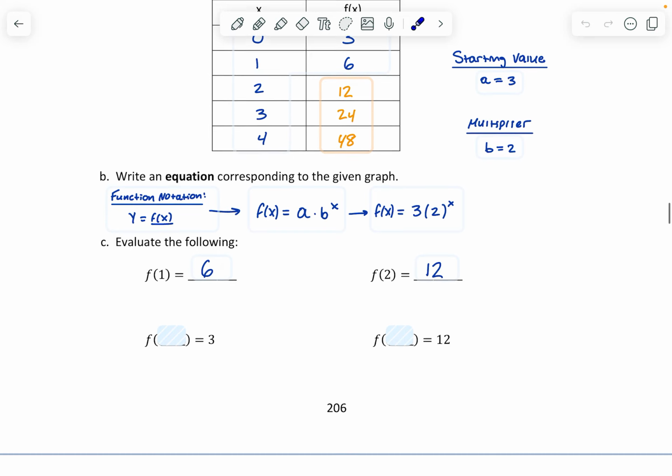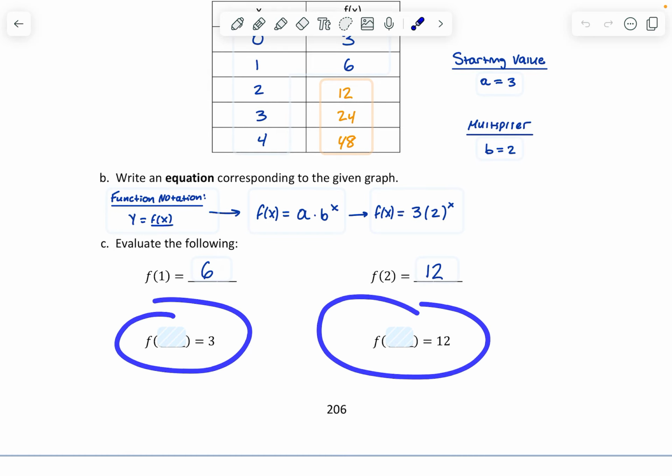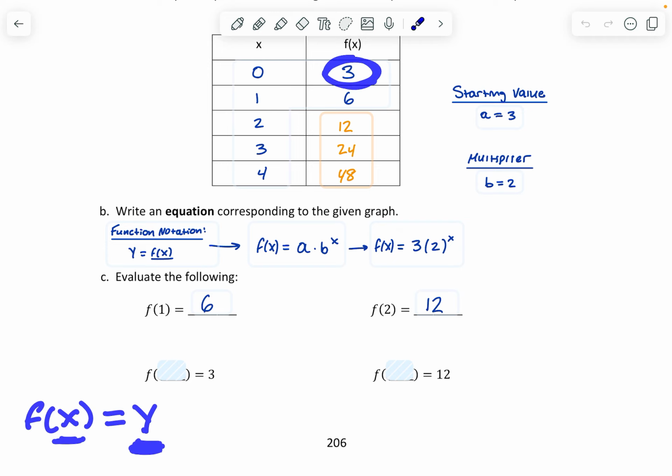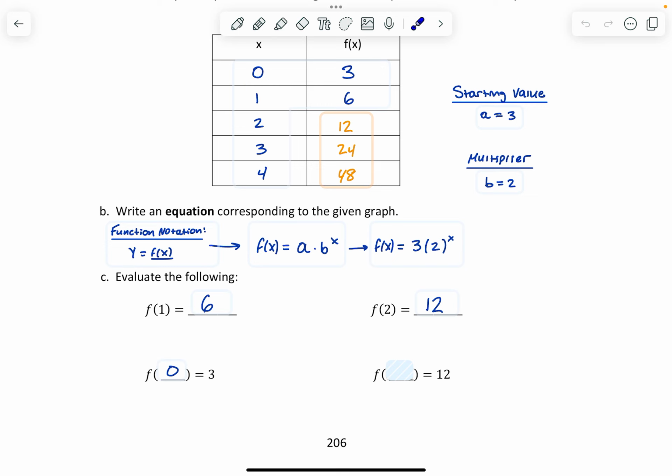Now, let's talk about these. And again, f of x is equal to y. When y is 3, what is x? When y is 3, or when f of x is 3, what is x? 0. When y is 12, or sorry, when f of x is 12, x is what? 2. Right now we're just kind of going in reverse. I give you the output, you're looking for the input.